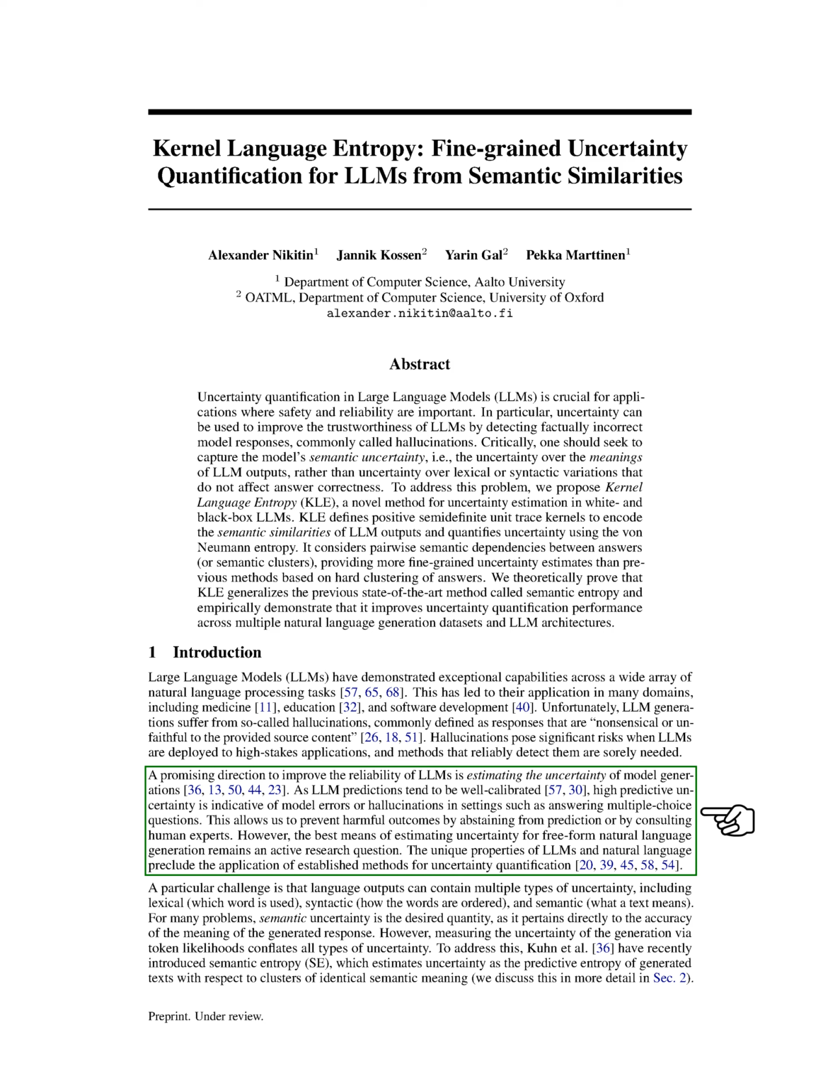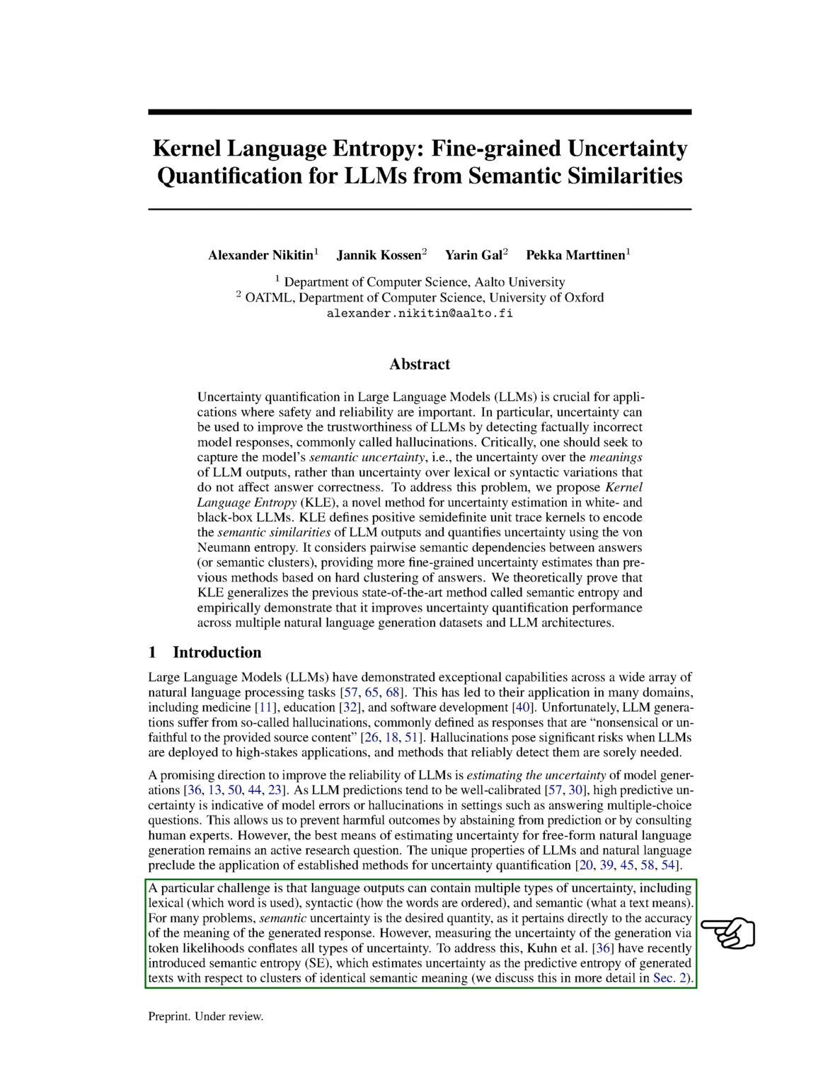The complexity of language and LLMs makes it difficult to apply traditional uncertainty quantification methods. Language outputs can have different types of uncertainty, including lexical, syntactic, and semantic uncertainties. Semantic uncertainty, which relates to the accuracy of the generated response's meaning, is particularly important.